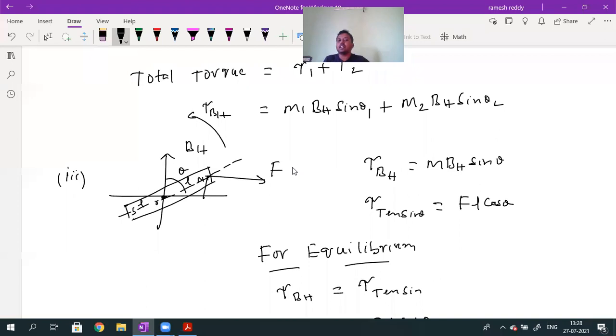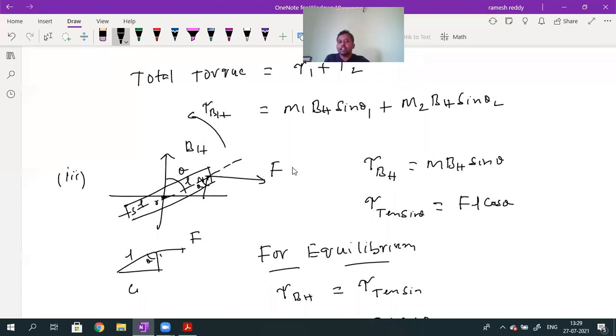Torque is the product of force and perpendicular distance. What is the perpendicular distance of this force from the fixed point? That perpendicular distance will be given by, if this angle is theta, we can show that this angle is also equal to theta. This value is equal to theta, and the force acting here will be equal to F.